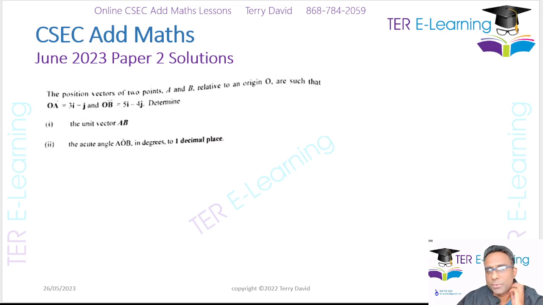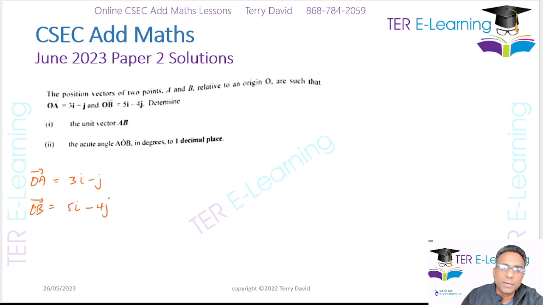So we're still on the third question here. The position vectors of 2 points A and B relative to an origin. They gave us 2 vectors. Let me write it on here because you're not seeing it that clearly. So OA is 3i minus j and OB is 5i minus 4j, right? And they want us to work out the unit vector AB.